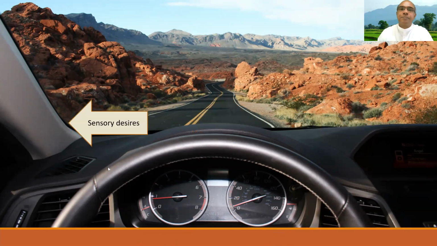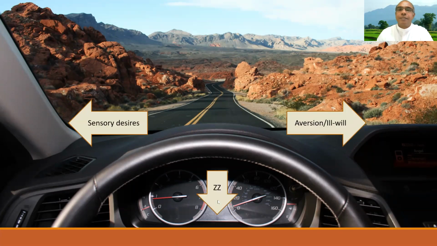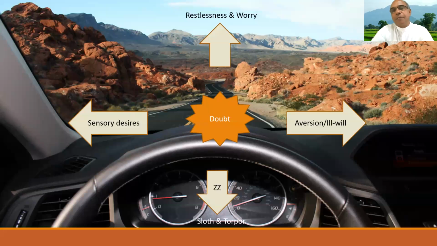They are analogous to: sensory desires, aversion, sloth and torpor, slowing down, worry and restlessness, overdriving the mind, skeptical doubt, making you doubtful about the destination or the route. So like these 5 forces acting on the driving, when the mind is to be driven to concentration, again these 5 forces will block that driving effort.